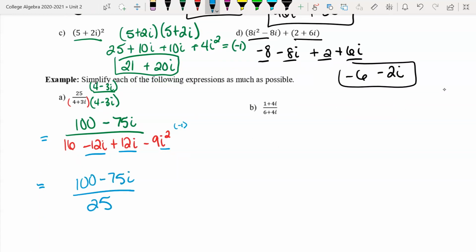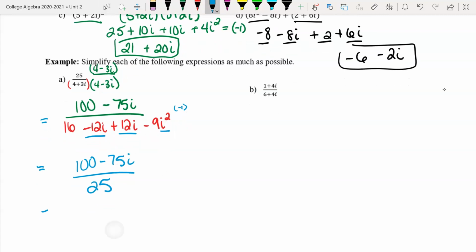So you get over 25, and then you just simplify the fraction. 100 divided by 25 is 4. 75 divided by 25 is 3.